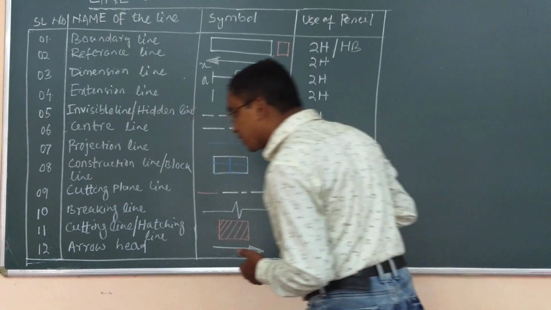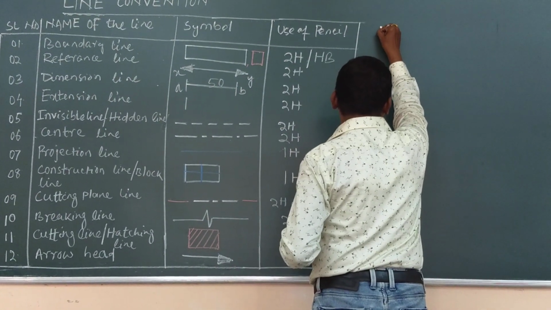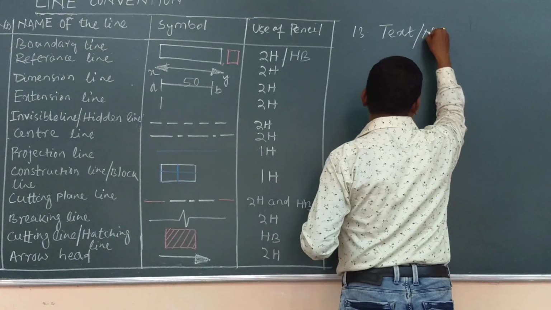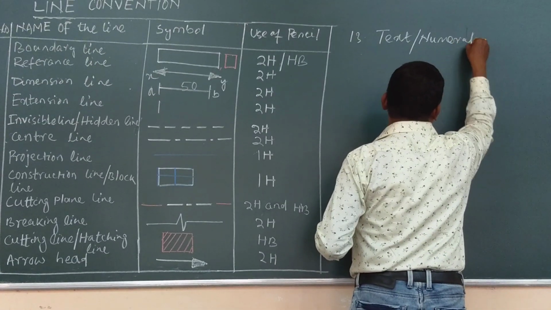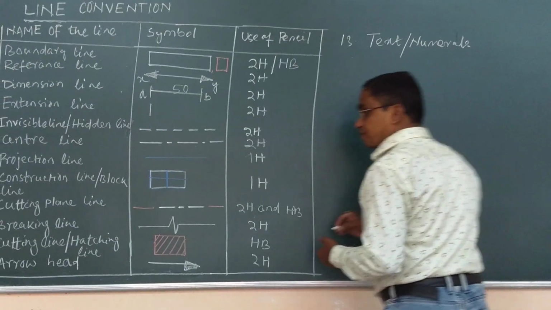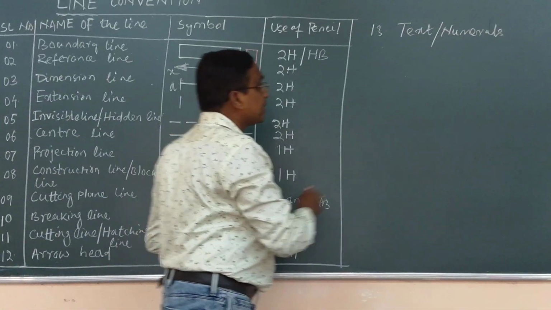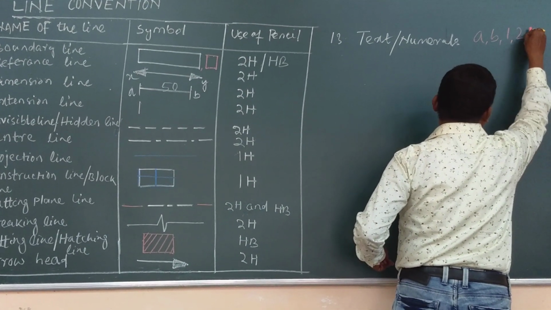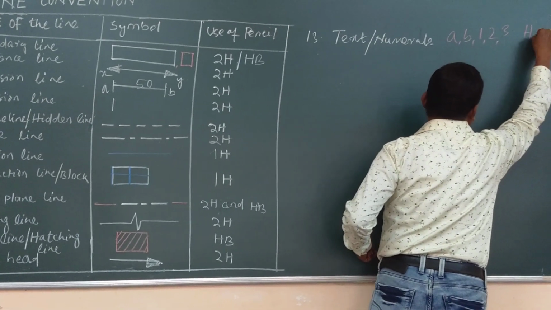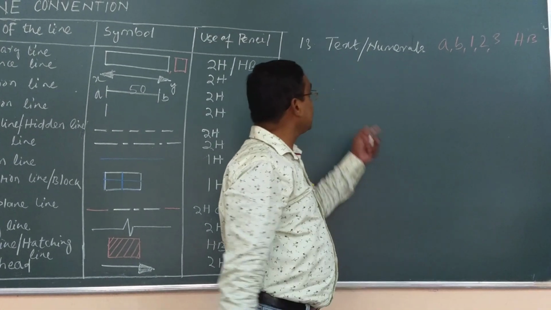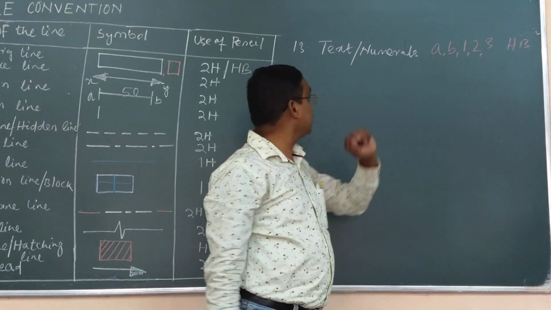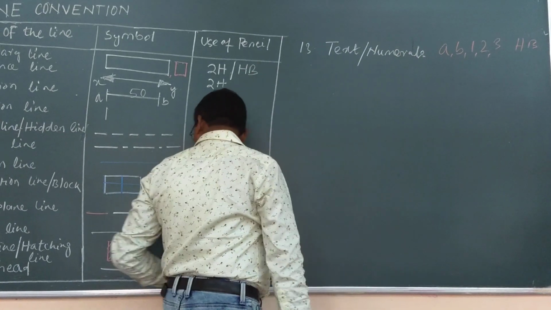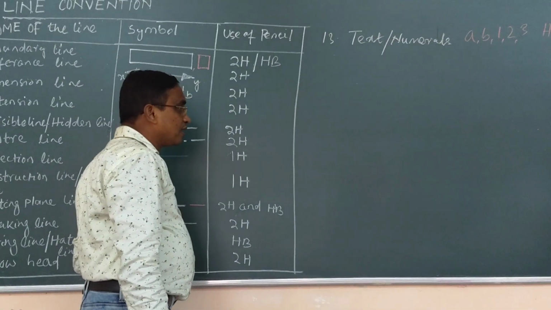For text and numerals, say A, B, 1, 2, 3, use an HB pencil. If you want to write any numerals or alphabets, use your HB pencil. That is called text or numerals. And how will we draw the arrowhead?